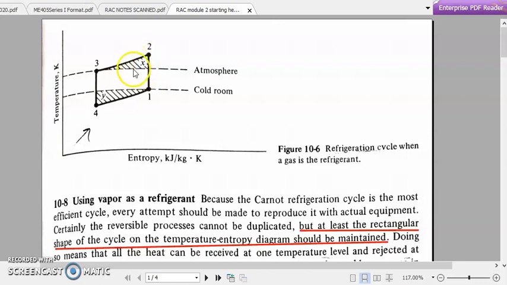For rejecting the heat to the atmosphere, the working fluid, which is gas or the air itself, should have a higher temperature than the atmosphere. So that is why T2 is greater than T3. T3 is nothing but the temperature of the surroundings or the atmosphere. Only if the gas attains a temperature T2 which is higher than T3 can it reject the heat to the surroundings or the atmosphere.